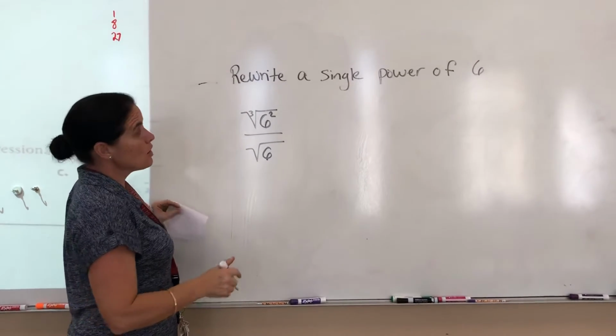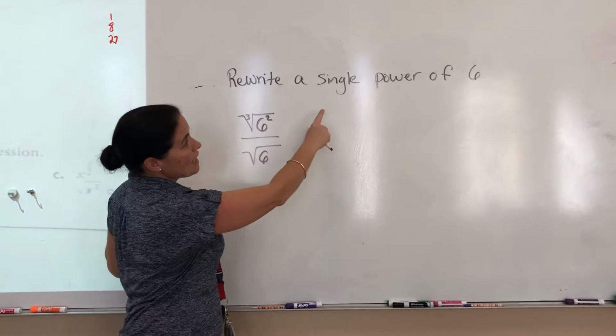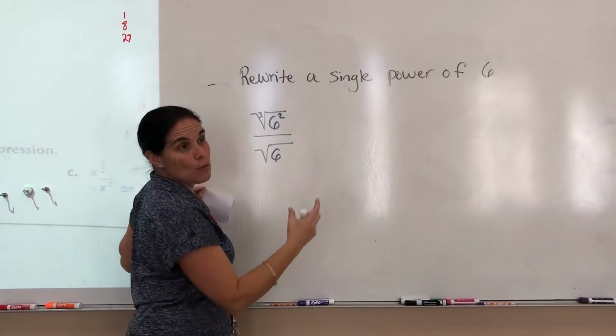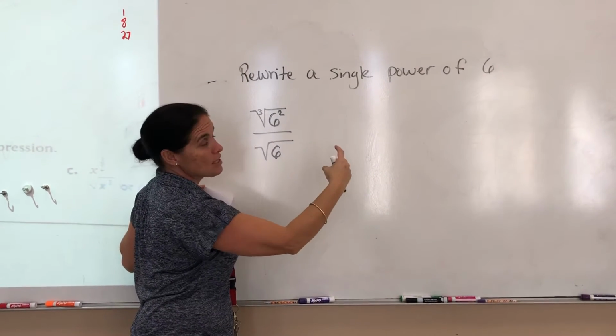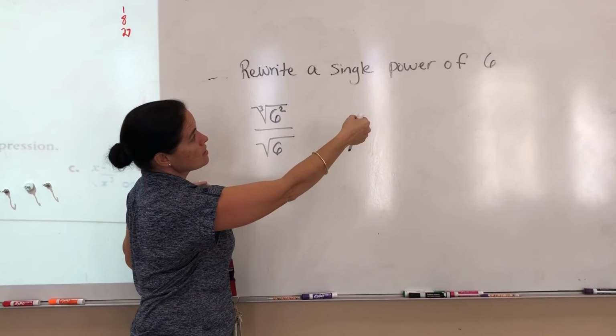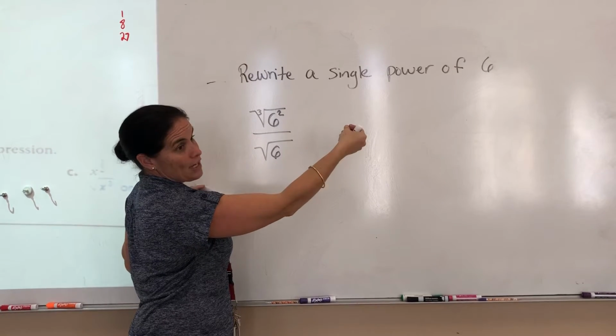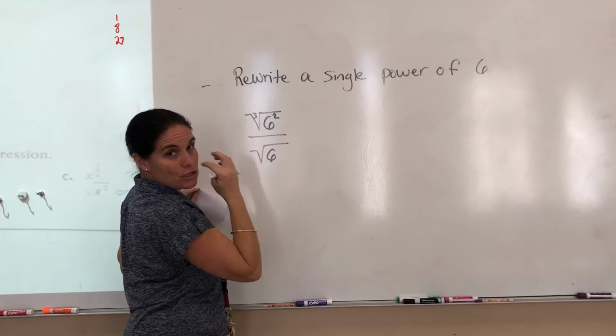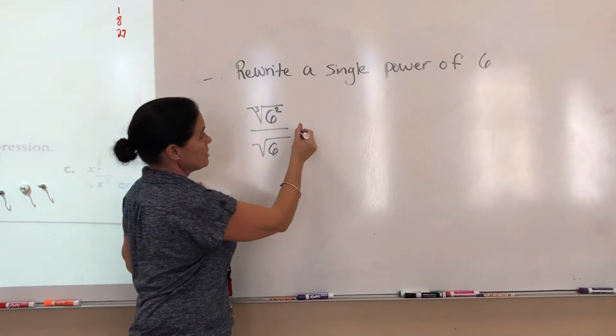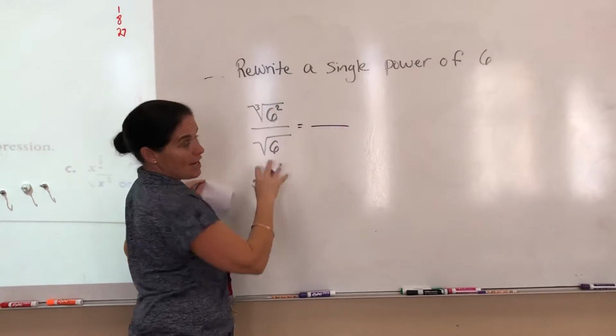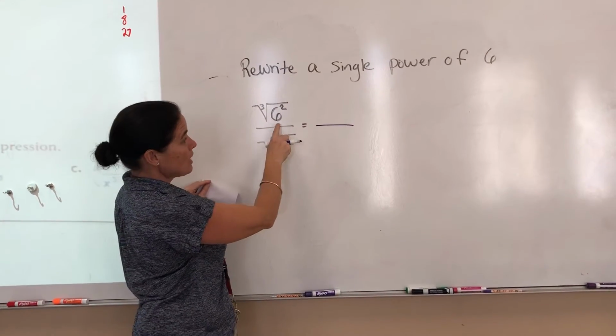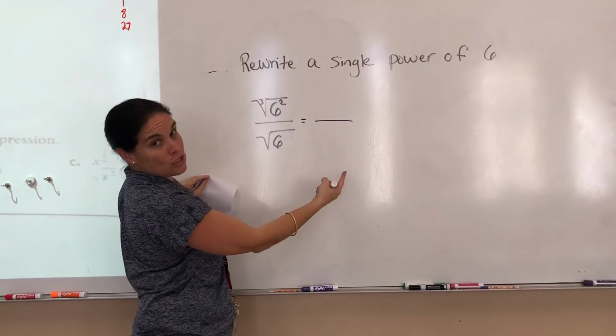Okay, so on this question, what it says is rewrite as a single power of 6. It means I want to have a base number of 6 and then an exponent, just one exponent. All right, so I'm not going to write my answer in the simplest radical form, but when I look at this, I say to myself, this looks disastrous, so I'm going to rewrite the numerator and denominator with fraction exponents.